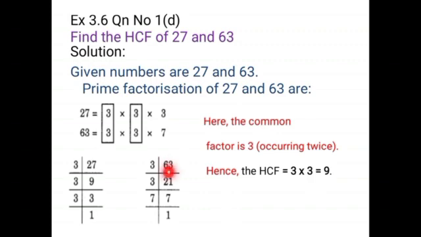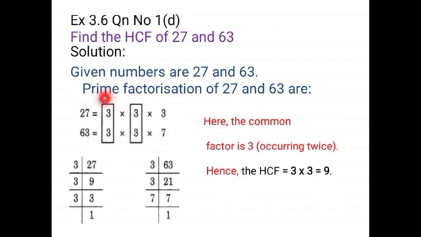63 is divisible by 3. 2 3s are 6, 1 3 is 3. 21 is divisible by 3. 7 3s are 21. 7 is a prime number, so 1 7 is 7. So 63 can be written as 3 multiplied by 3 multiplied by 7.